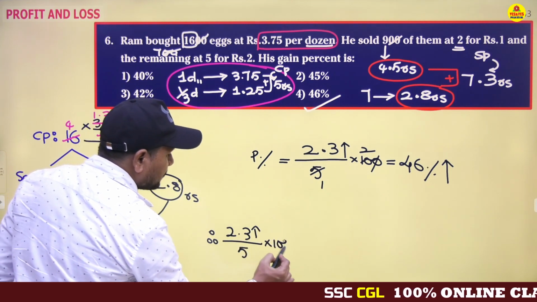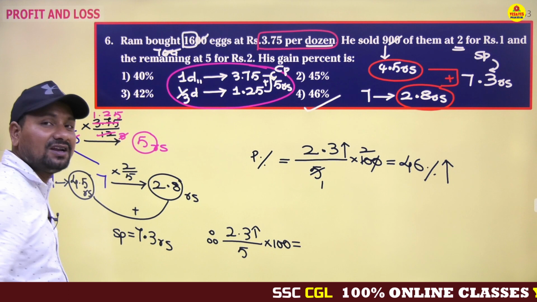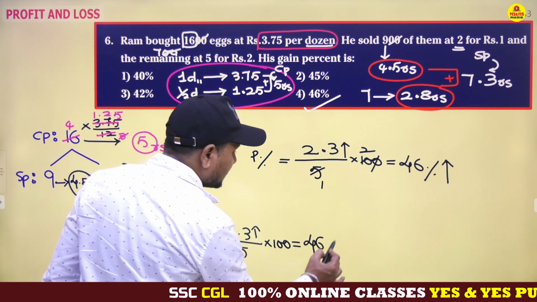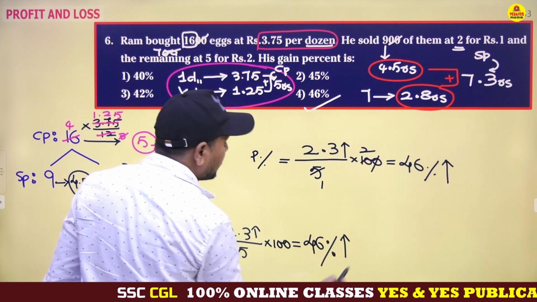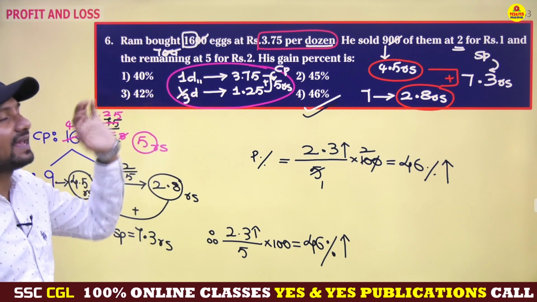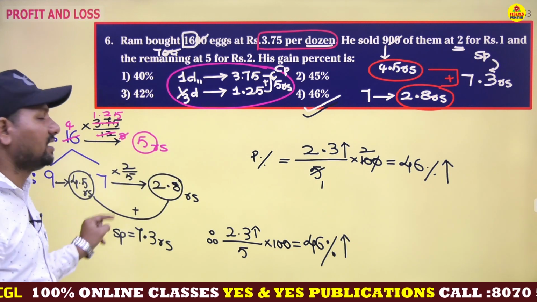We need the percentage, so multiply with 100. 2.3 into 100 is 230. 230 divided by 5 is equal to how much percentage? 46% is the profit. Then which option is right? Option 4 is right.